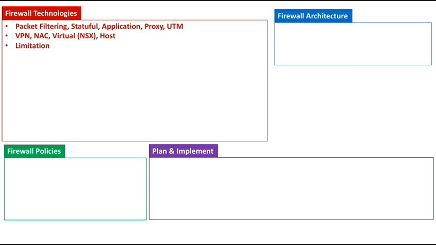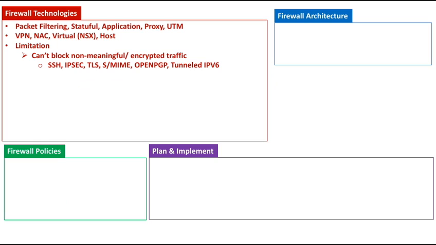Then there are certain limitations with firewall technologies. For example, the firewall cannot block traffic which is meaningless to it or which is encrypted. There are certain protocols which can encrypt the traffic, for example, the Secure Shell Protocol, IPsec, TLS, S/MIME, and OpenPGP. S/MIME and OpenPGP are the email encryption protocols. And then there is tunneled IPv6. If there is IPv6 traffic which is tunneled inside IPv4 traffic, and your firewall cannot understand the IPv6 traffic, then it will allow that traffic to go. So the solution is that you can block all the traffic which is not authorized to be encrypted or tunneled.